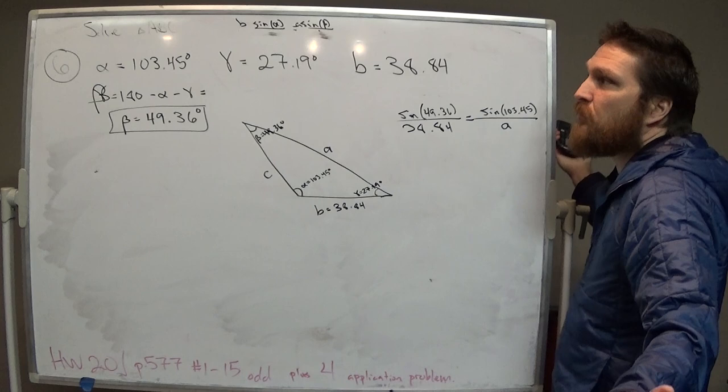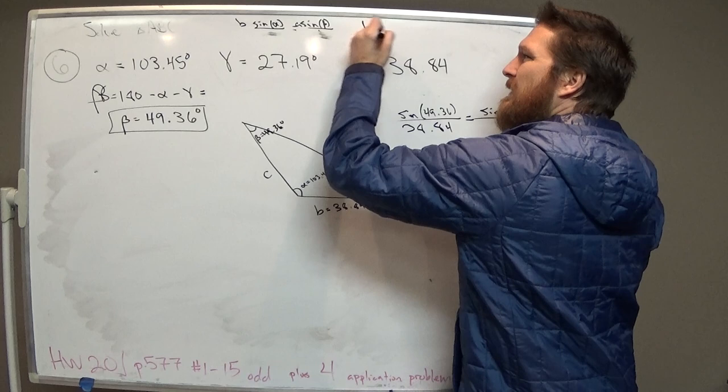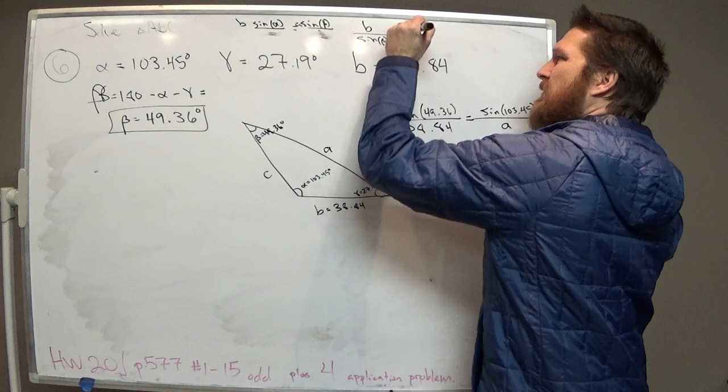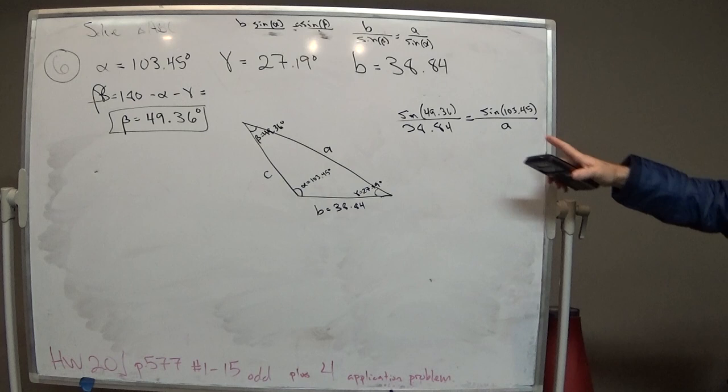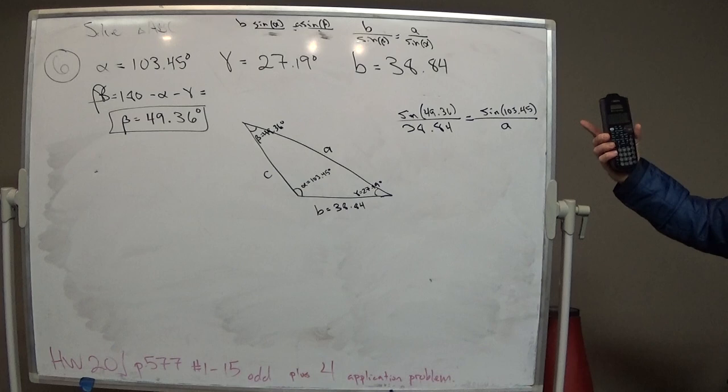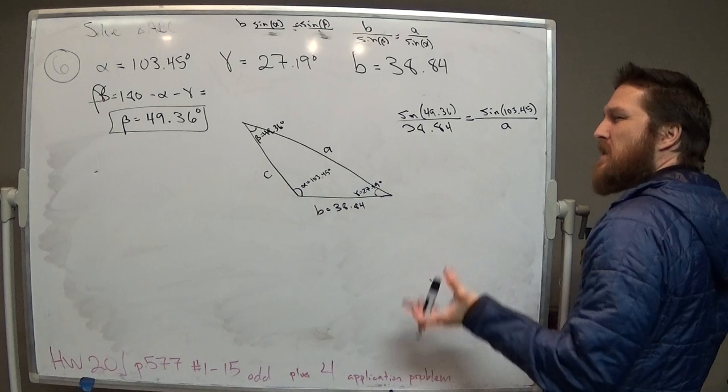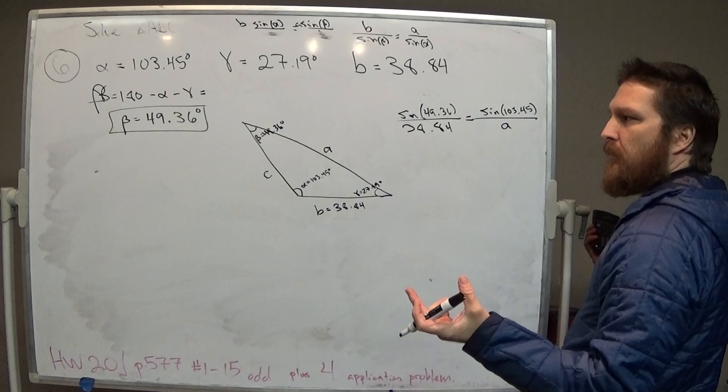And so then what I could do from there is bring the other guys down. I could say that B over sine beta is equal to A over sine alpha. Knowing that I'm looking for this side, I have all my angles. I know I want A in the numerator, so I could have written this the other way around to start off with. I'll do that later, but right now I'm just starting it off this way.